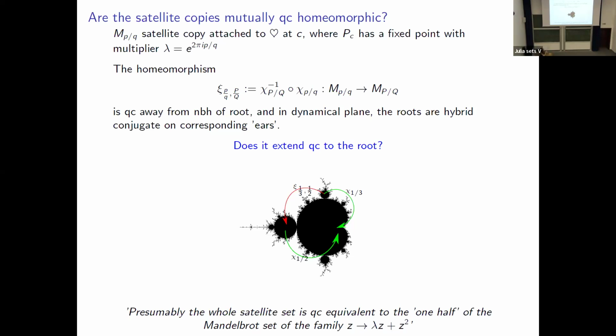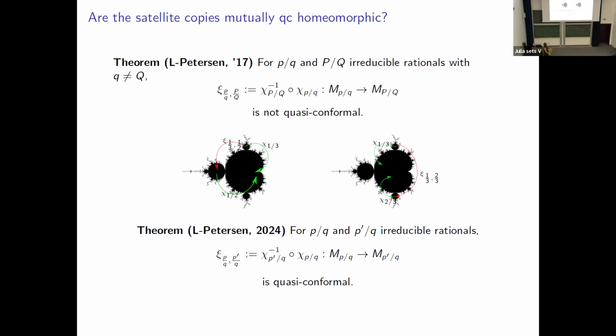So, does this homeomorphism extend quasi-conformally at the root? And the answer is yes and no. Actually, the discriminant is what you were saying, Chabi. It depends on the period of the cycle. We proved this with Carsten. By the way, everything I'm saying so far is joint work with Carsten Petersen. I forgot to say it at the beginning.